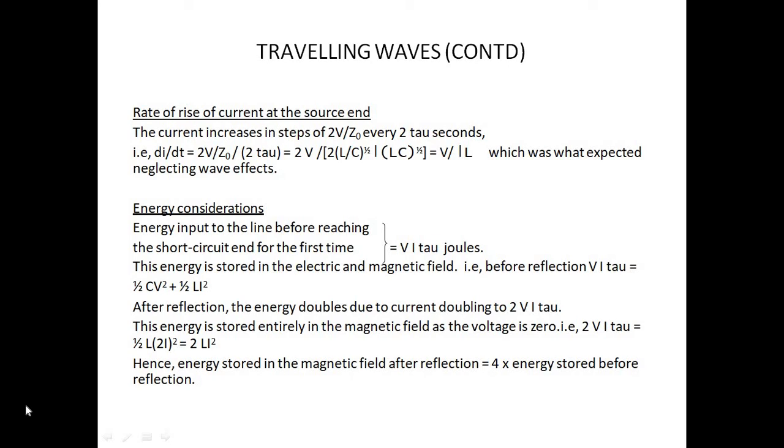Before reflection, VIT is equal to 1 by 2 CV squared plus 1 by 2 Li squared. After reflection, the energy doubles due to the current doubling to 2I. The energy is stored entirely in the magnetic field as the voltage is 0, so it is equal to 1 by 2 L (2I) squared, which is 2 Li squared. Hence, the energy stored in the magnetic field after reflection is equal to 4 times the energy stored before reflection.